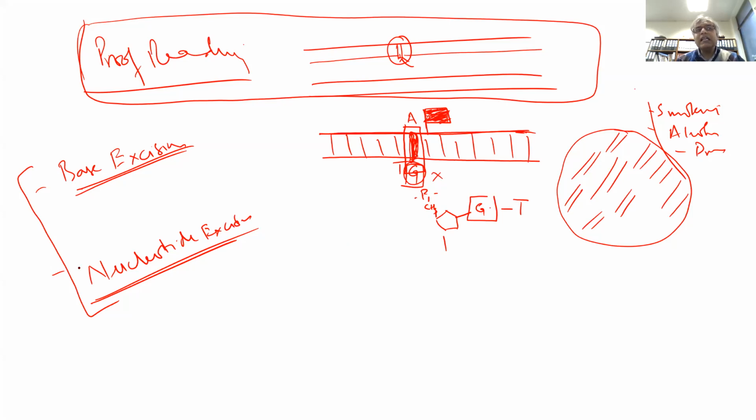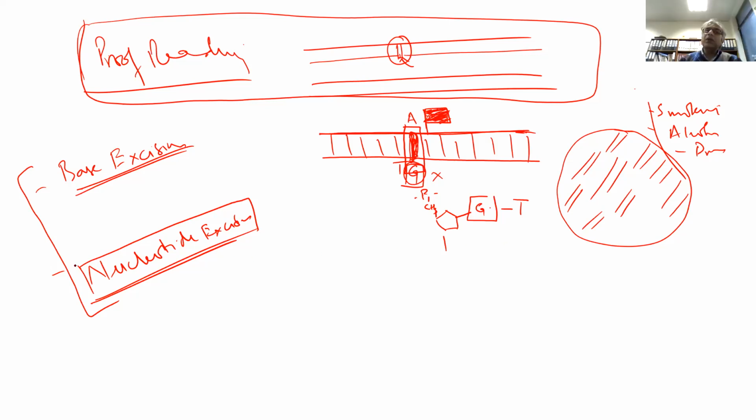The other one is nucleotide excision. Do you know the difference between nucleotide and base, Hamza? Yes sir, nucleotide? A nucleotide also has a phosphorus group and a sugar, and the base is only the nitrogenous base.